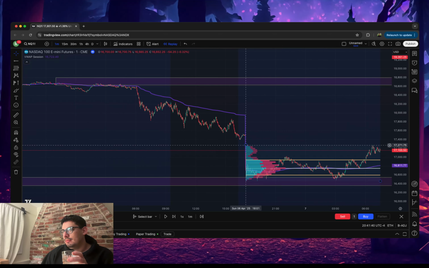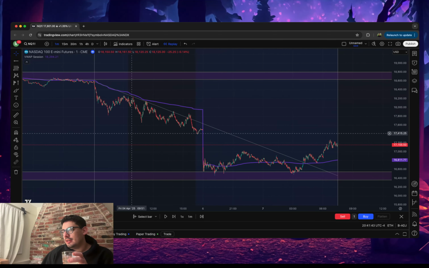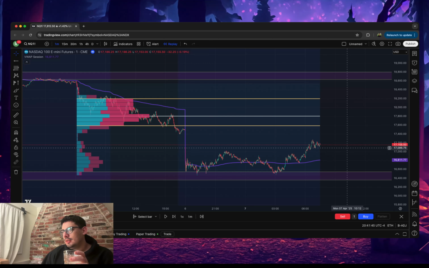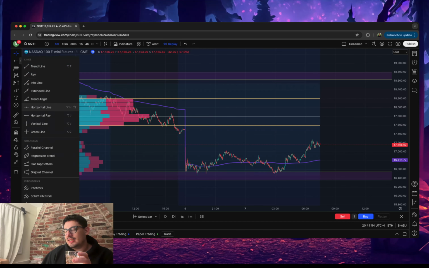Nothing, obviously. Let's just for a second, I want to do that. Okay, so there's like a point of control up here. There's a value area low here, right above the gap. So I think we could go to either of these areas. I think it's possible.